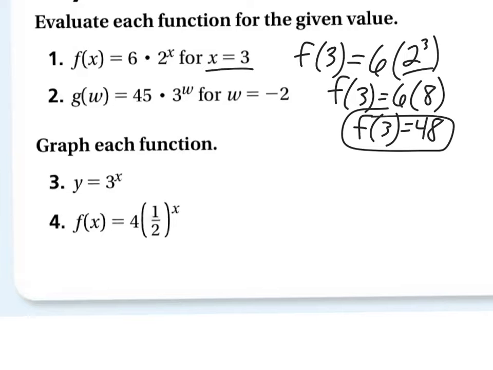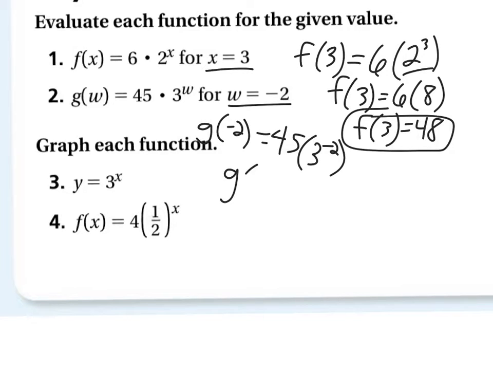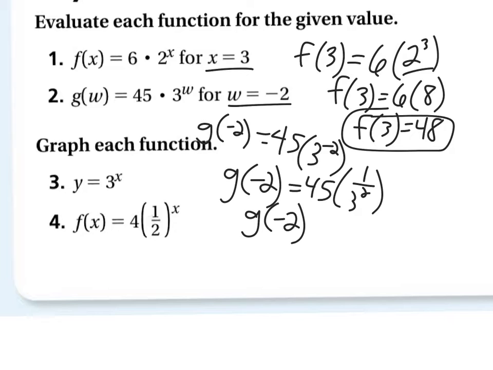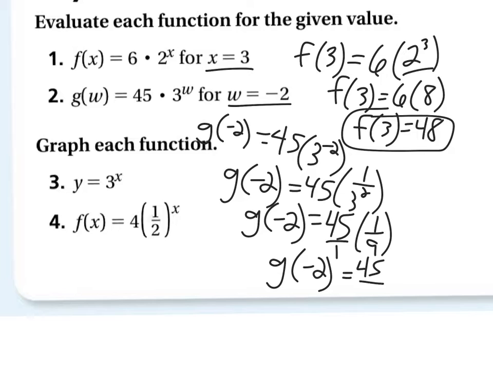Number 2 would be the same idea. W is a negative number here, so we could mention that because it's going to give us a negative exponent. So 3 to the negative second power is like 1 over 3 to the second power. 3 times 3 is 9, so that's like 1/9. And then if you multiply those, that'd be 45/9, and 45 divided by 9 is 5.